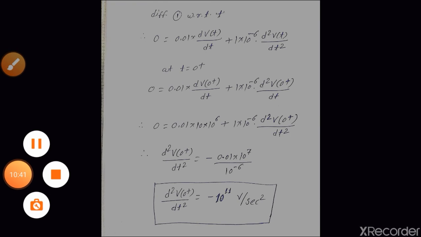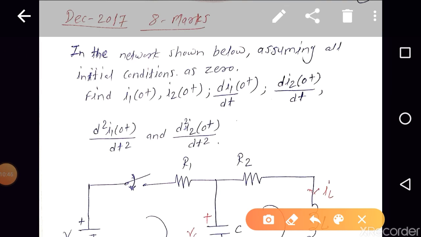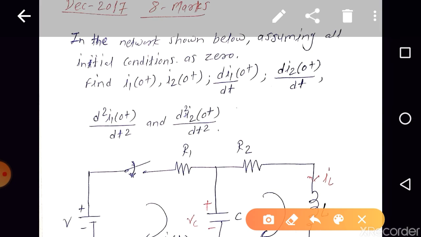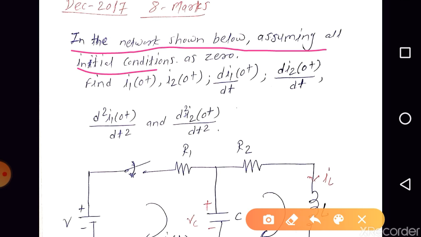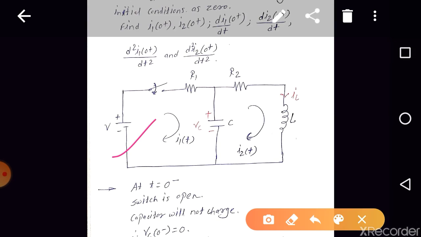Now let us discuss one more example, right? They asked this example for 8 marks in the exam December 2017. In the network shown below, assuming all initial conditions as 0, they have already given the initial conditions as 0. Find I1 of 0 plus, I2 of 0 plus, di1 by dt of 0 plus, di2 by dt of 0 plus, d2i1 by dt square of 0 plus and d2i2 by dt square of 0 plus, right? So first we need to find the 0 plus values of these 6 terms. And they have given the circuit, this one is the given circuit.